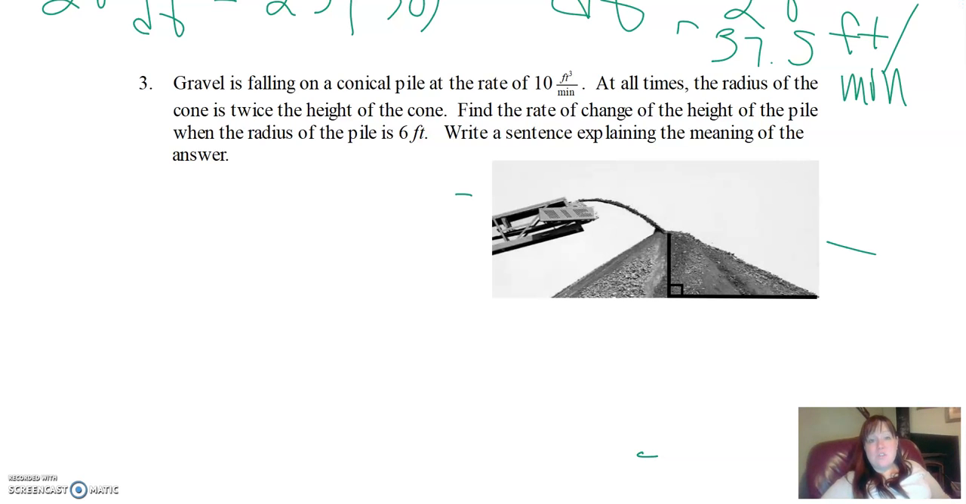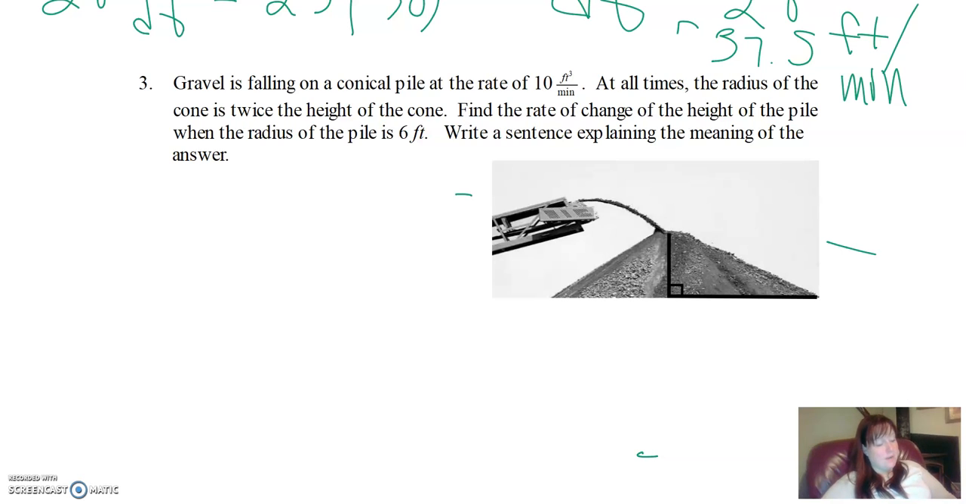All right, here's our last video for 3-5 related rates for the essentials of calculus. So we're looking at a problem where gravel is falling on a conical pile at a rate of 10 feet cubed per minute. At all times, the radius of the cone is twice the height of the cone. Find the rate of change of the height of the pile when the radius of the pile is 6 feet.